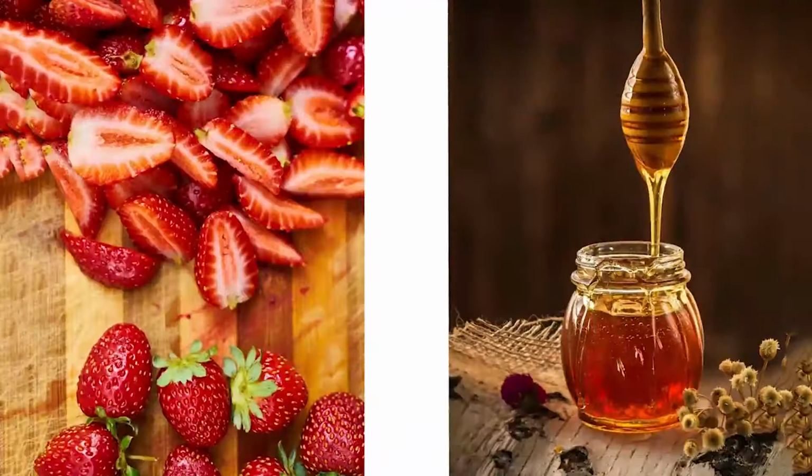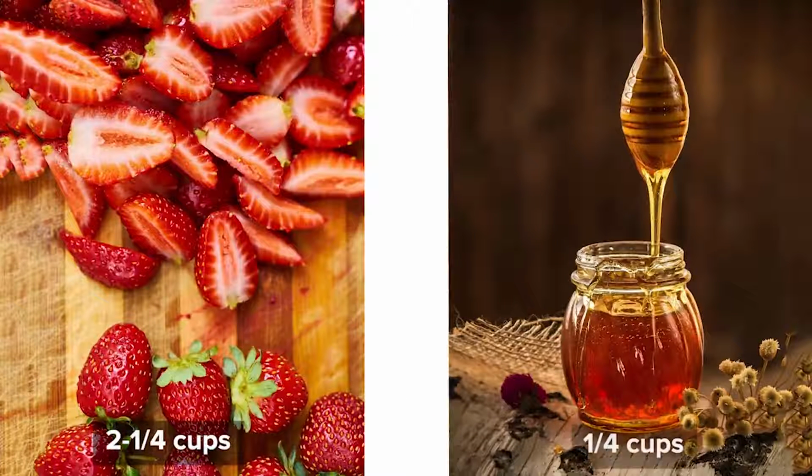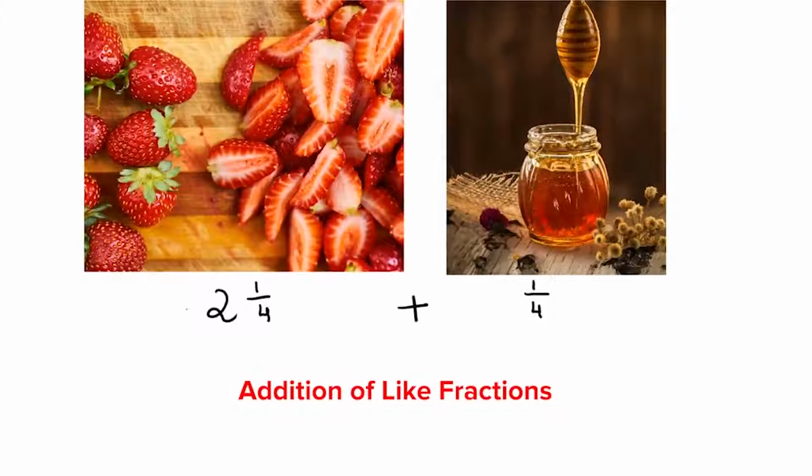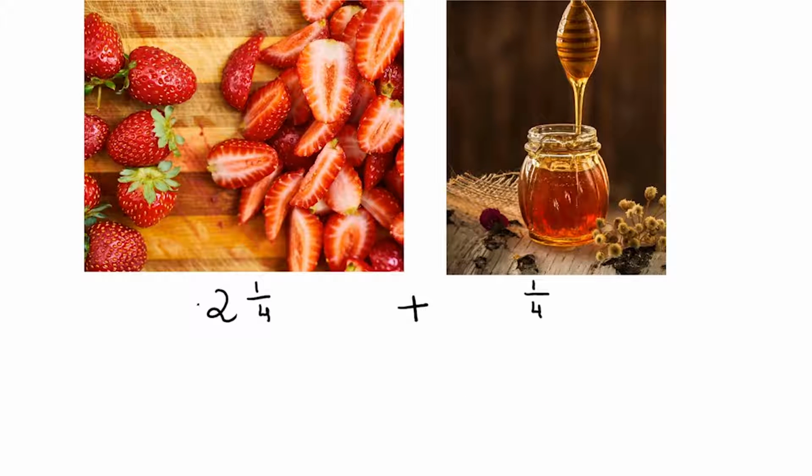Now this recipe uses 2 1/4 cup of strawberries and 1/4 cup honey. So how much strawberry sorbet is made in total? To find out the total amount of strawberry sorbet, we need to add these fractions. So first, let's convert the mixed fraction 2 1/4 into an improper fraction.